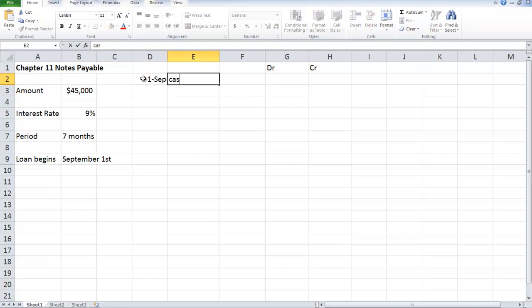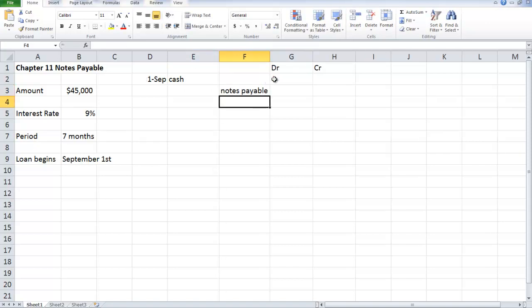So the company would debit cash and credit notes payable. And this will be for $45,000.